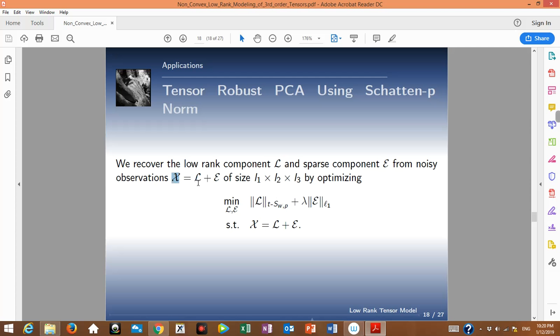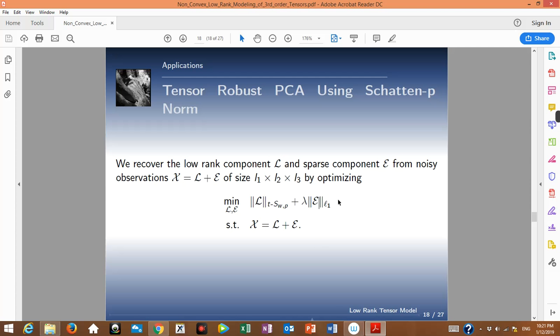Because L has a low rank, we try to use the Schatten-p norm to approximate the rank of L, and to find the sparse component, we always need to minimize the L1 norm of a tensor E.